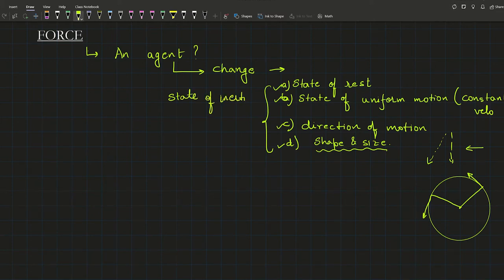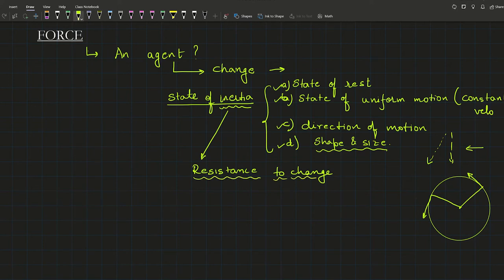Inertia, state of inertia. Inertia could be of multiple things, but how does this word, or what does this word mean? You must have heard of this word inert. Inert means something which is not reactive. So inert metal, you would have heard of inert elements and all that in chemistry. So basically inertia is resistance. The meaning is resistance to change. So something which resists change has inertia in it.